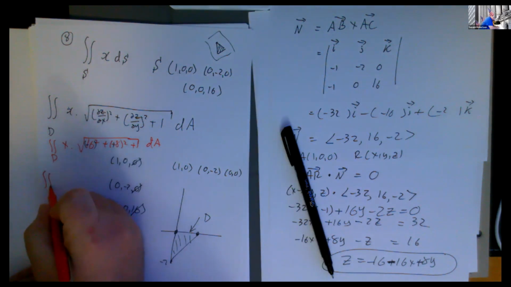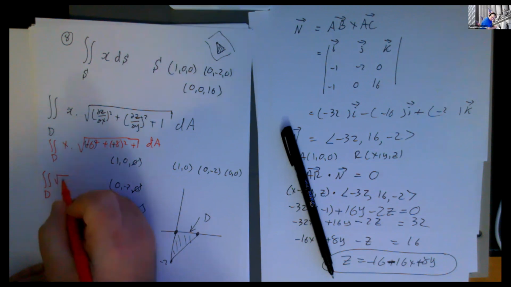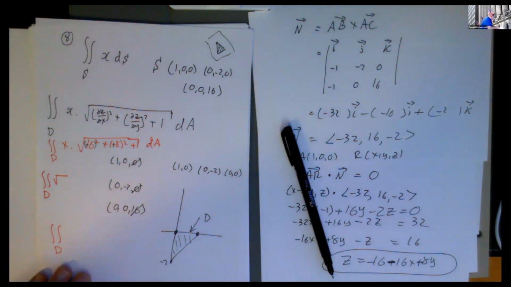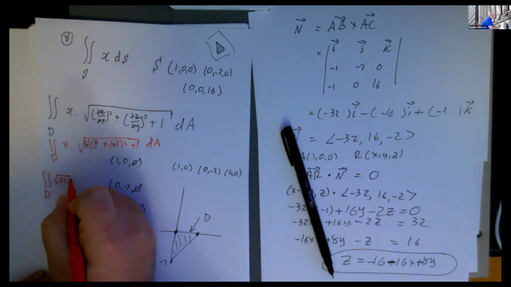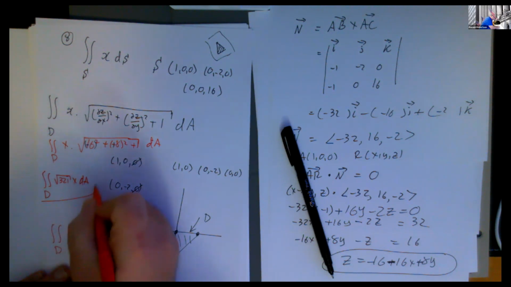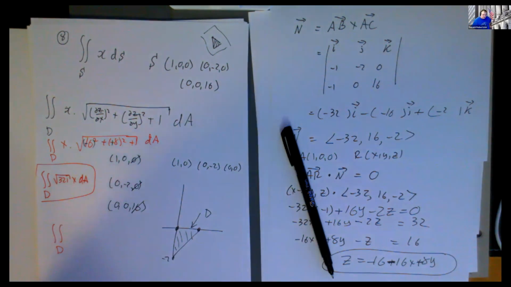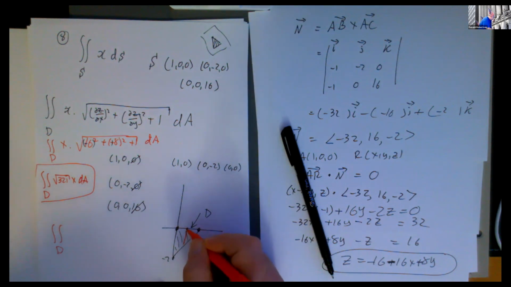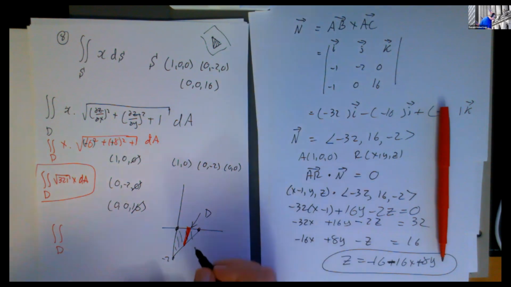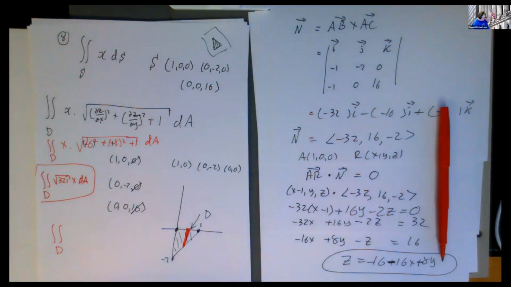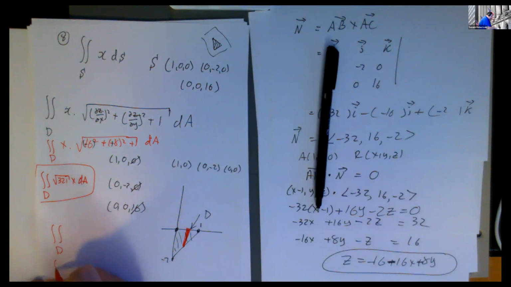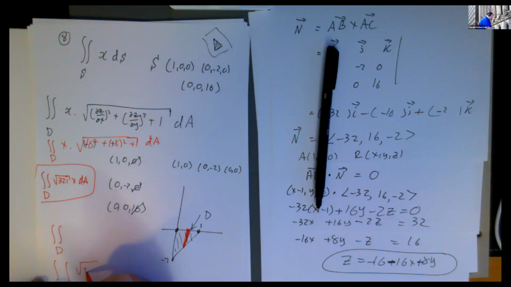So we're looking at the square root of 321 times dA. And D is a little fella down here. And so I'm going to do my little triangle, my little vertical rectangle. I guess I should put the numbers in here, shouldn't I? There we go. And that's going to give me the fellas that are going to go here.